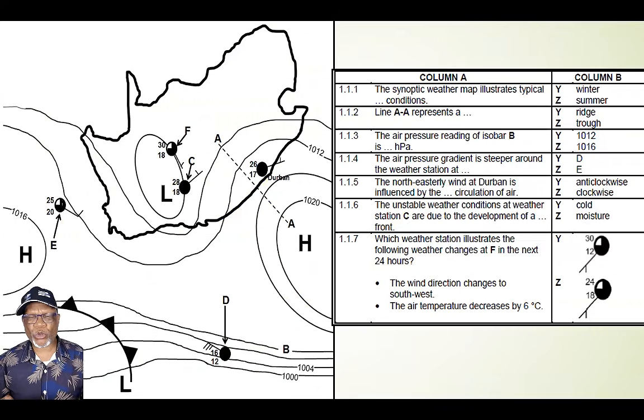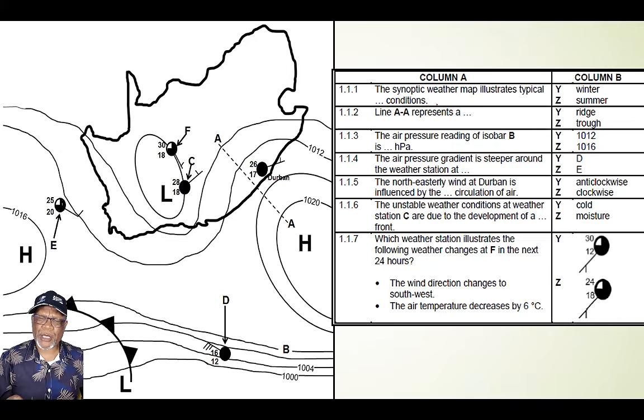Now, let's quickly go to this synoptic weather map. This is what the examiners are currently using as a synoptic weather map. They no longer use those synoptic weather maps that are very full of diagrams, but it does not mean they will not use those. But the current trend with examiners is that they draw their own coastline of South Africa and simply put the features that they want to assess you on. So what we have there is a synoptic weather map. The question is, the synoptic weather map illustrates typical conditions. Is it winter or is it summer? Now you have to interpret this.